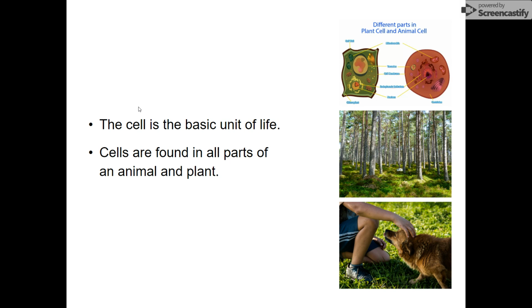The cell is the basic unit of life. So these right here in the upper right hand corner, a plant cell and an animal cell, are the basic units of life. All living things are made up of cells. Cells are found in all parts of animals, in all parts of plants. So every living thing is made up of cells. This right here covers most of our class. The cell is the basic unit of life. Since biology is the study of life, we're studying things made up of cells.